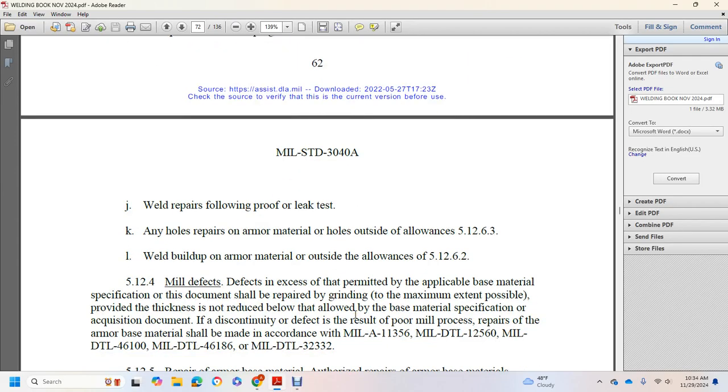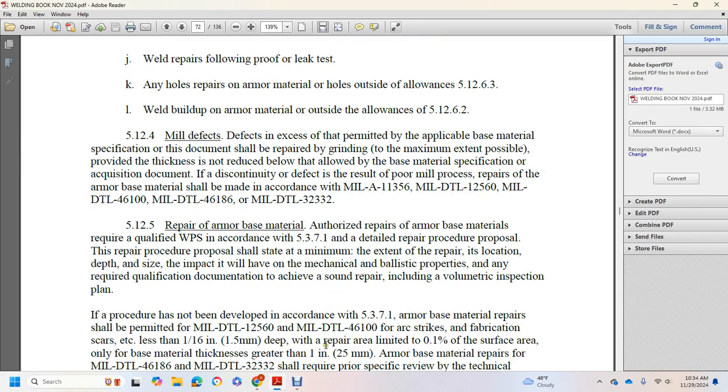Mill defects. Defects in excess of those permitted by the applicable base material specification documentation are repaired by grinding to the maximum extent possible, provided the thickness is not reduced below that allowed by the base material specification acquisition document. Discontinue the defect that is the result of a poor mill process. Repairs of the armor base material are made in accordance with MIL-A-11356, MIL-DTL-12560, MIL-DTL-46100, MIL-DTL-46186, MIL-DTL-32332.